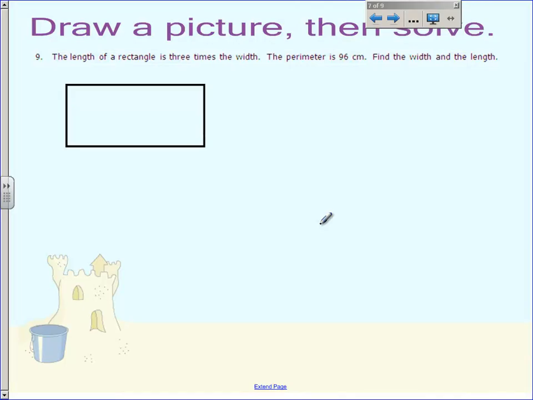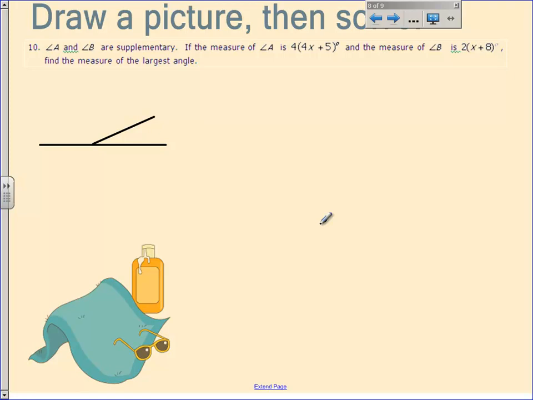I will come back to this one if we have time. If not, we'll talk about it tomorrow. But it's the same kind of problem. It's a rectangle perimeter problem. I want to get to the supplementary angle problem. And then I think there's another one after this. Yes, if I have time.